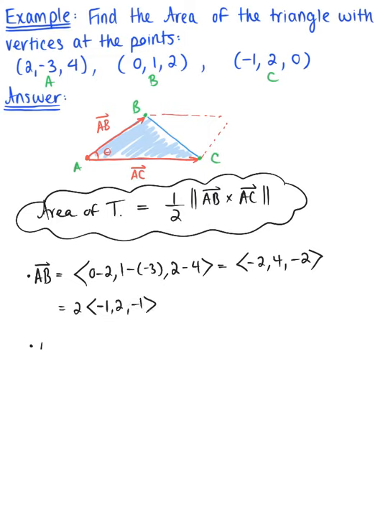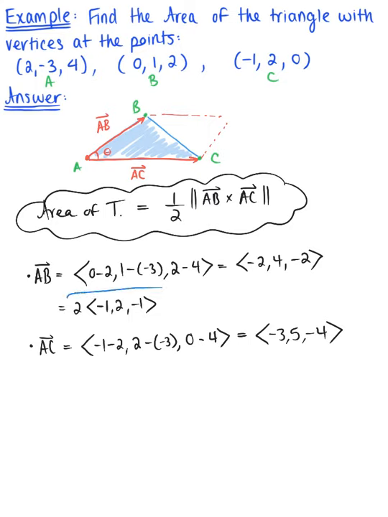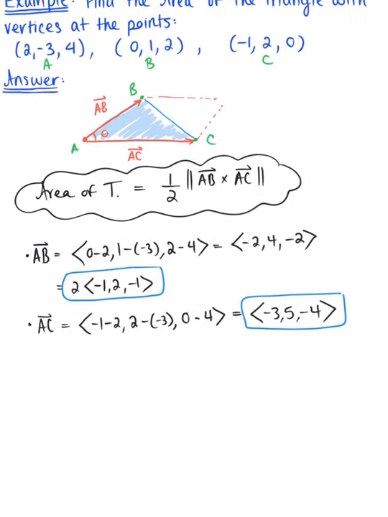So now we need to go ahead and find vector AC. So again, terminal minus initial. So we have -1 minus 2, 2 minus -3, and 0 minus 4. And so we are left with the vector -3, 5, -4. So no scalar multiples here, but that's okay. So now we can take our vector AB and our vector AC, and we'll define the cross product of these 2 vectors.